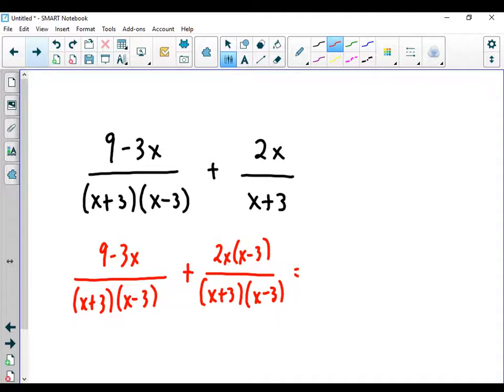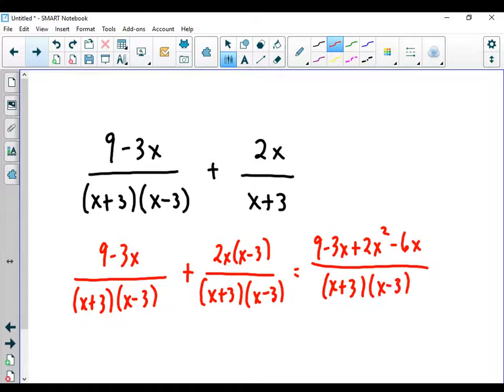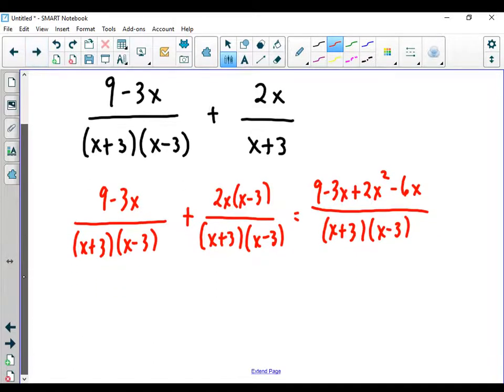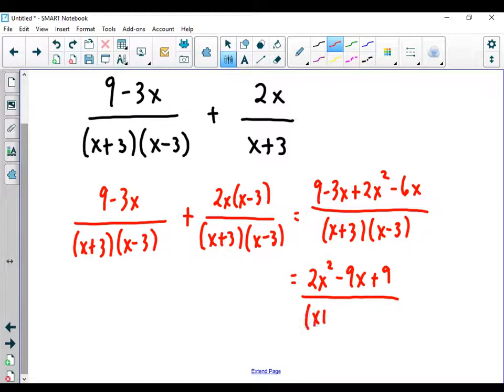So now we can put it together. I've got 9 minus 3x plus 2x squared minus 6x, over the (x plus 3) and the (x minus 3). So if I put that together, I've got 2x squared minus 9x plus 9, over (x plus 3) times (x minus 3).